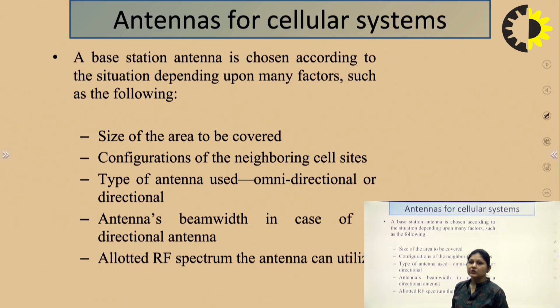Now for the base station of the cellular system, the important points are the size of the area to be covered. If we are talking about covering a large area, then we will definitely be using a very large antenna height, more than if we have to cover a smaller area. Then what is the configuration of the neighboring cell sites? That is also taken care of while selecting the antennas. Omnidirectional and directional antennas are used, the antenna beamwidth in the case of directional antenna, and the allotted RF spectrum.